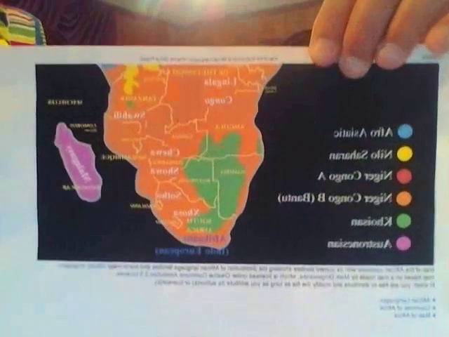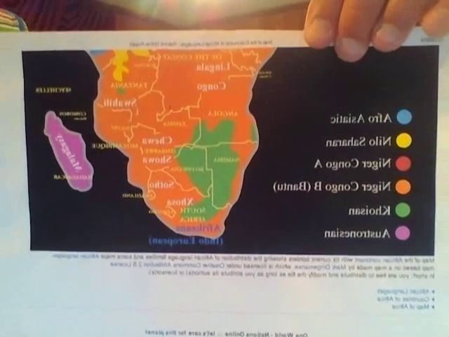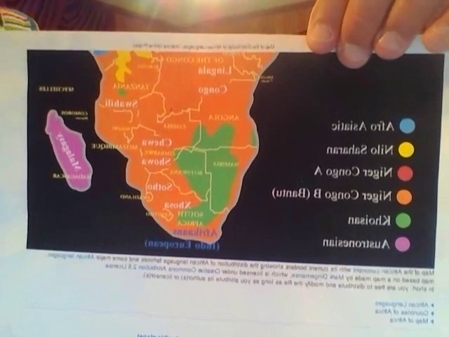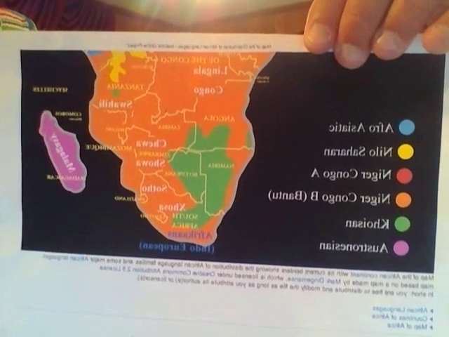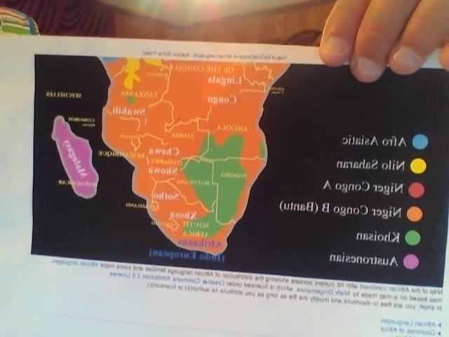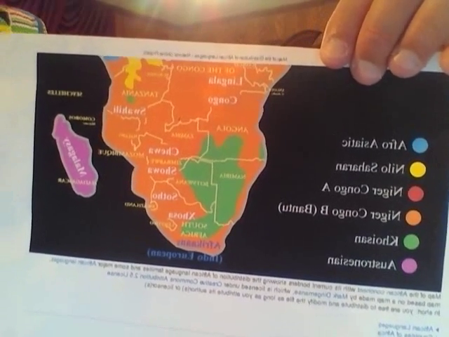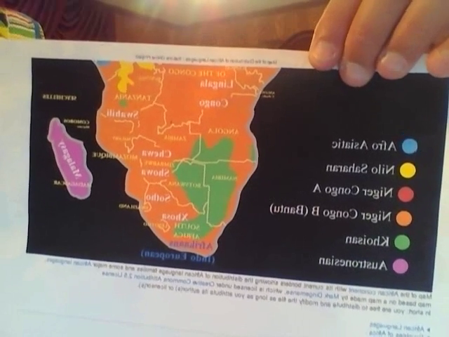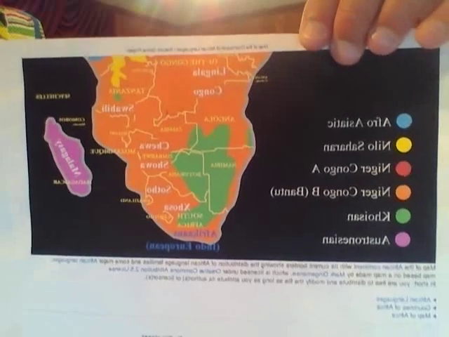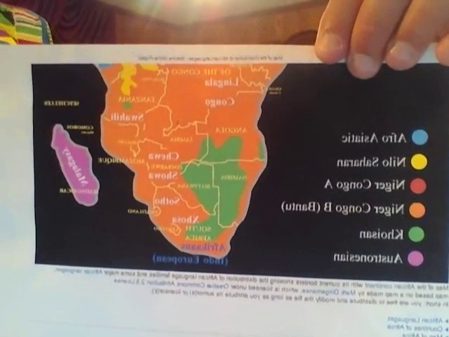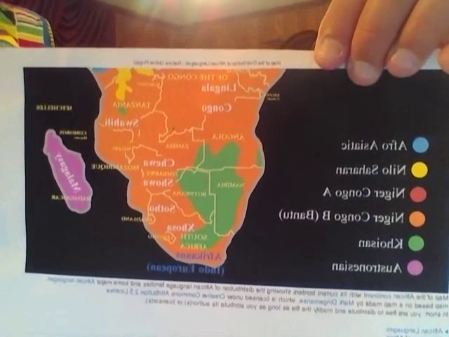Now this is the half of the map. And on the side it shows what the color represents. The blue color represents the Afro-Asiatic. The yellow color represents the Nilo-Saharan. The orange color represents the Niger-Congo A. The light orange color represents the Niger-Congo B, the Bantu. The green color represents two groups of people.